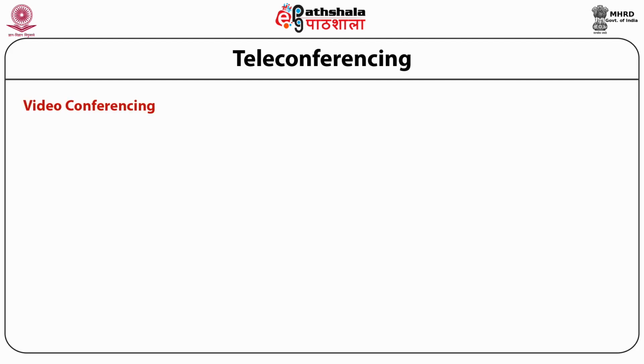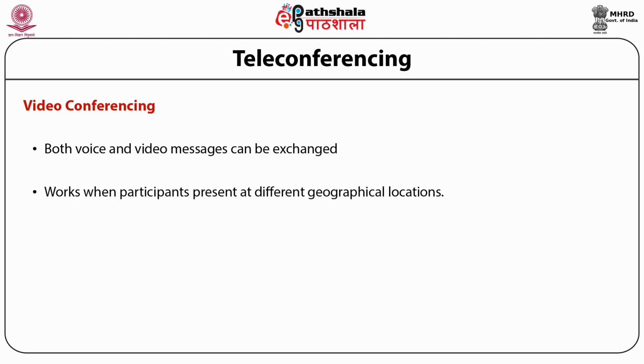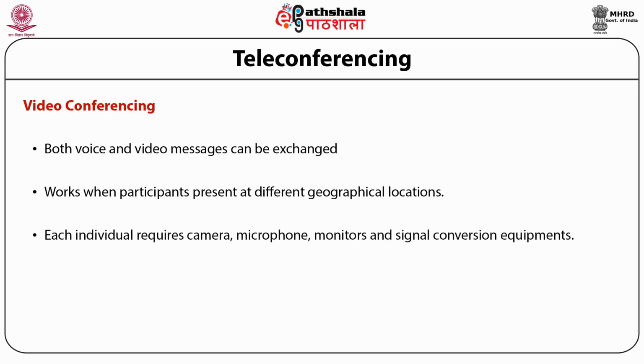Through video conferencing, both voice and video messages can be exchanged among the participants present at different geographical locations. For communicating via video conferencing, each individual requires certain equipment such as camera, microphone, monitors, and signal conversion equipment. The greatest advantage of video conferencing is that participants can see and hear each other. Such a communication tool is very important when there is a requirement to display something during the discussion.